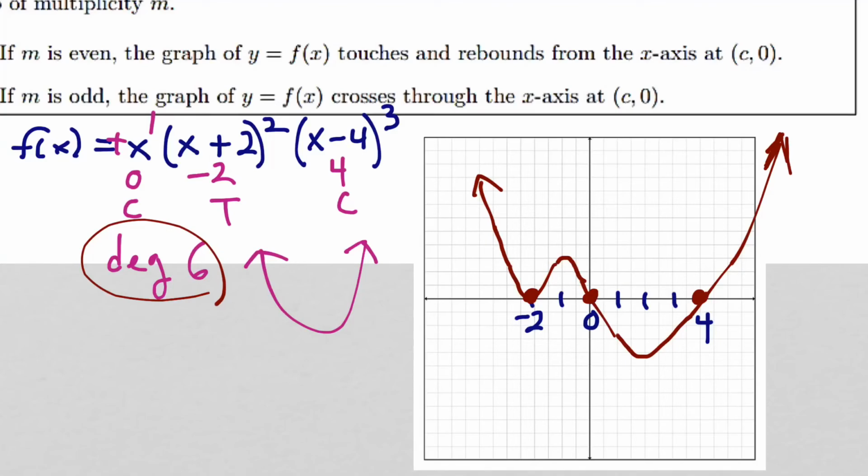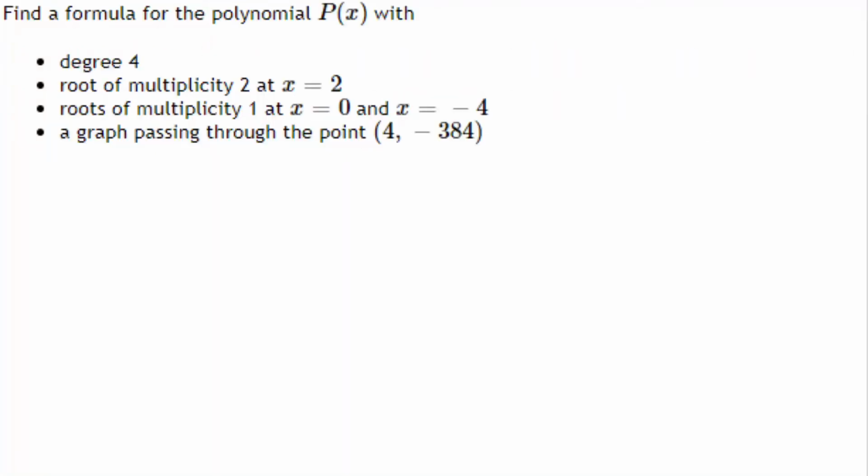All right, and that's a rough sketch of our graph based on knowing the degree, the leading coefficient, and the multiplicity of the zeros. Let's take a look at this example here that says find a formula for the polynomial p of x with these conditions. So we're told that the degree is 4.